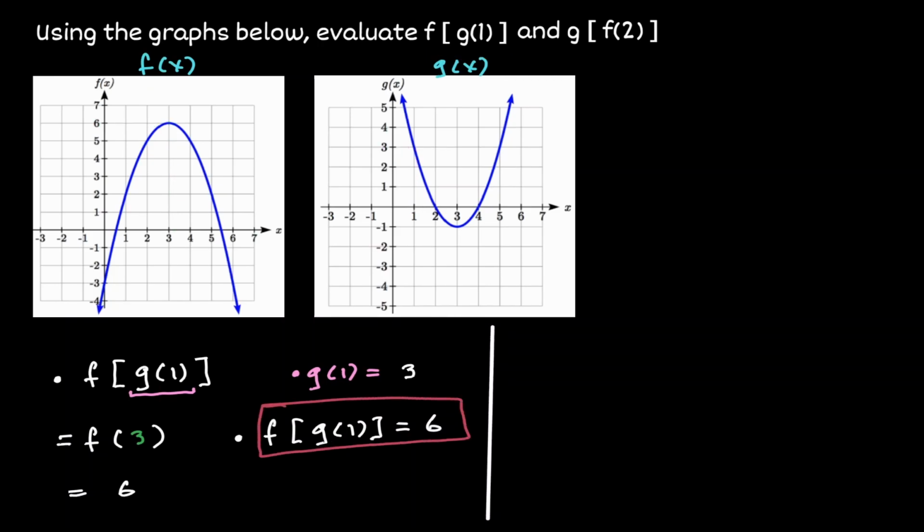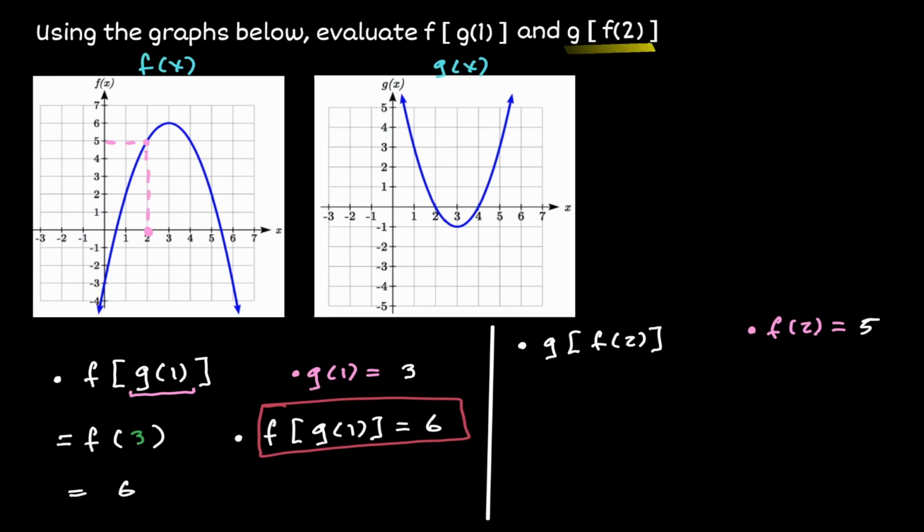Now let's figure out what g f at 2 is. Let's start by looking at the inside of the composition, f evaluated at 2. So let's go to the function f and identify the x value of 2. Let's see what the y value is. This is where we're intersecting our function. So now let's look at the y. We can claim that when x is 2, y is equivalent to 5.